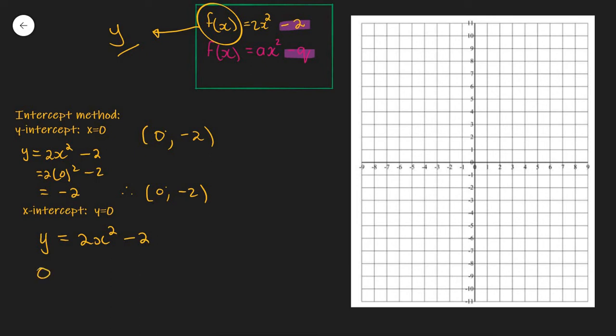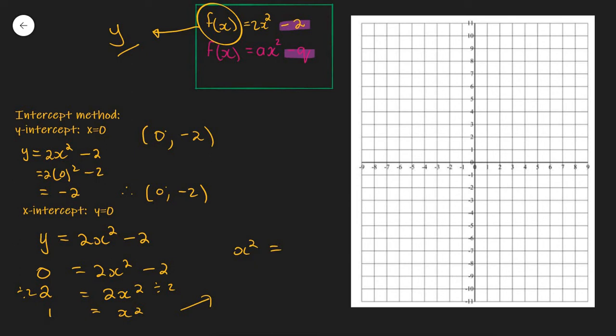There we go. 0 equals 2x squared minus 2, which means I'm taking the 2 away on this side. The quick way is I take it over. It's going to be 2 equals 2x squared. I divide by 2 on both sides. So this is going to be 1 equals x squared. So x squared equals 1.